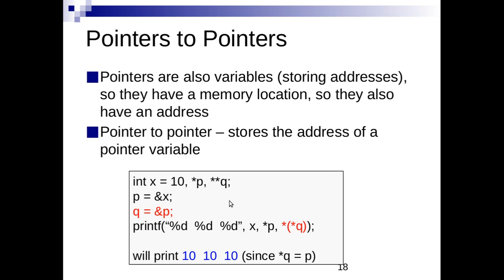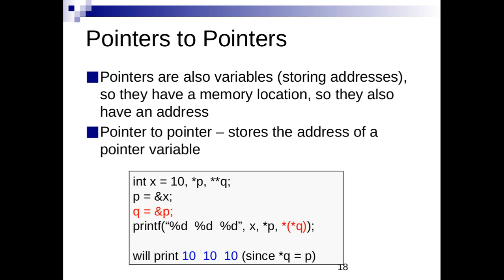Pointers to pointers. So what are pointers to pointers? Well, pointers are variables storing addresses. So they have a memory location. So pointers themselves have a memory location. And that memory location also has an address. And that address can be stored in another pointer variable.